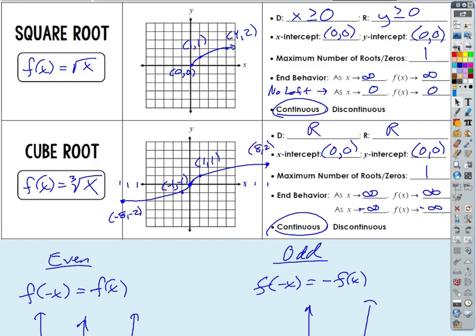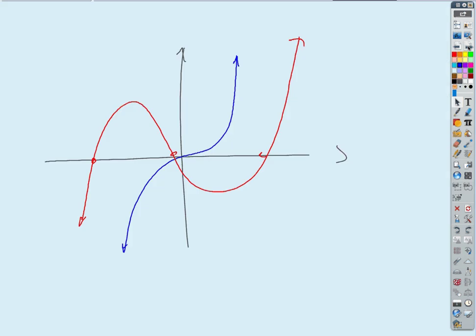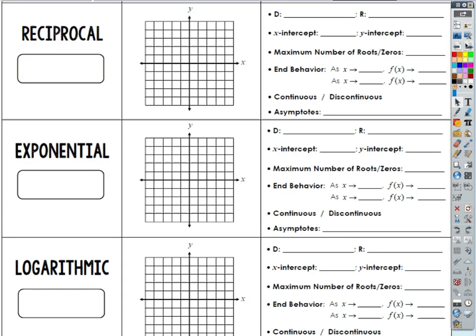Okay, all right, so moving on then. We got the cube root. Now we'll move on to last 3, a reciprocal function. Reciprocal function, what do you think that is? F of x equals 1 over x. 1 over x, that's it. Okay, so this one does some weird stuff.